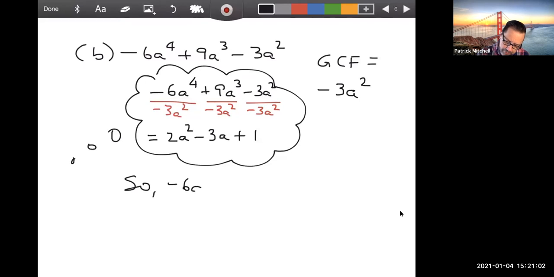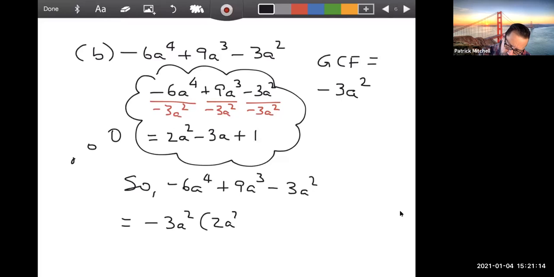Negative 6a to the 4th plus 9a to the 3rd minus 3a squared factors into negative 3a squared times 2a squared minus 3a plus 1.